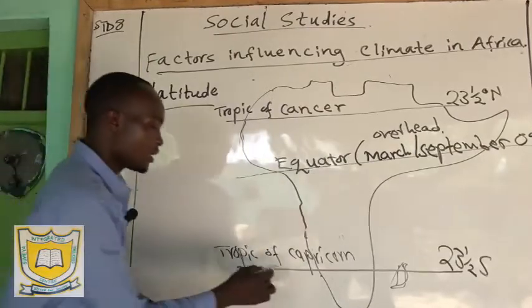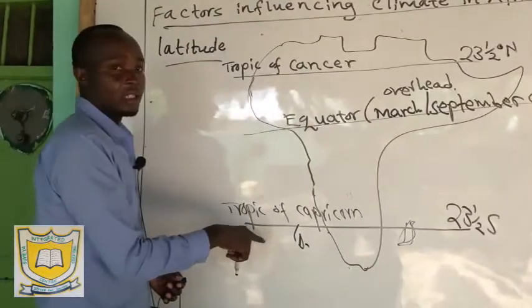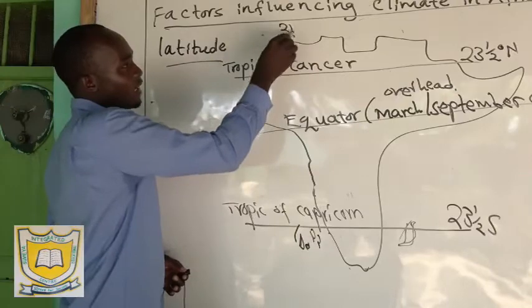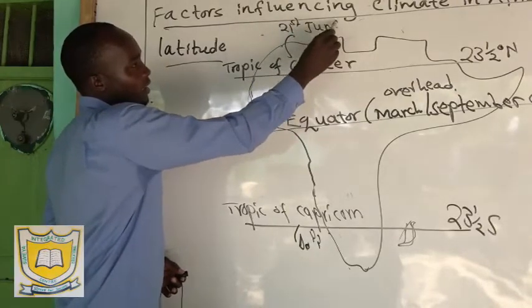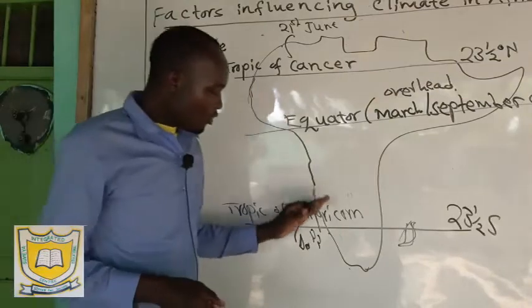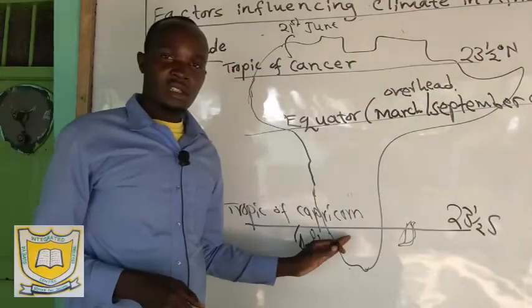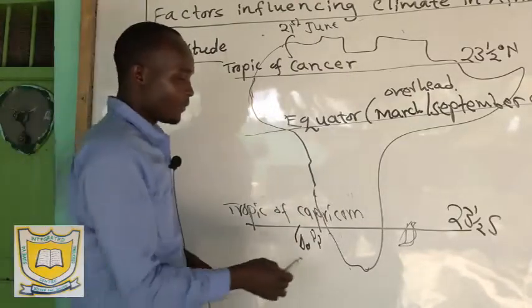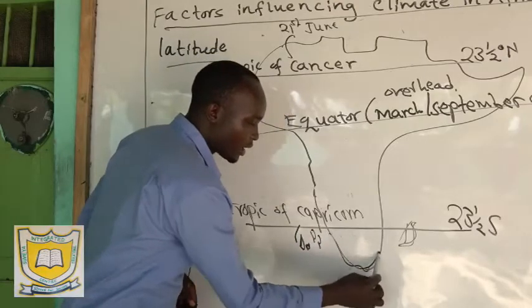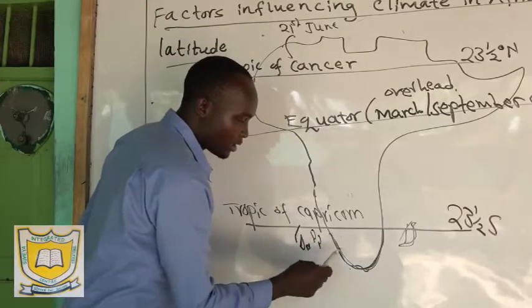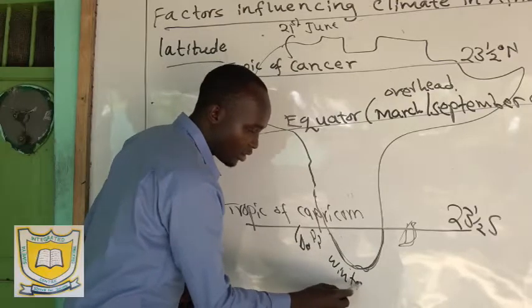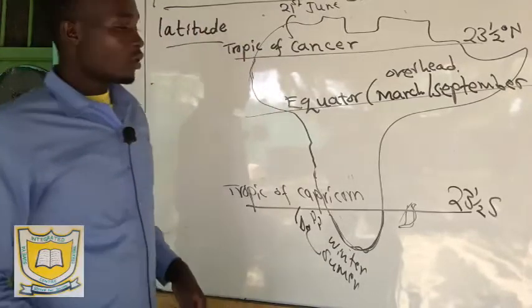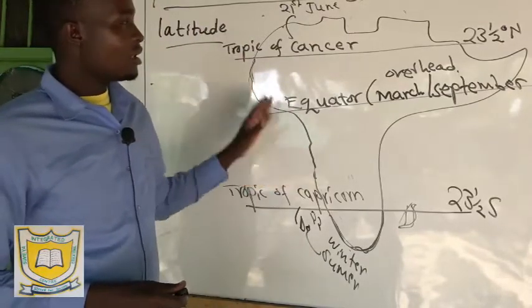Then in the month of December, the sun is overhead here, that is 22nd December. Then here we have 21st June. So the further you move away from the tropics or the equator, the cooler it becomes. That's why in Africa, the places far away from the equator experience winter and summer. Winter is a cold season, then summer is a hot season because of the overhead sun here.